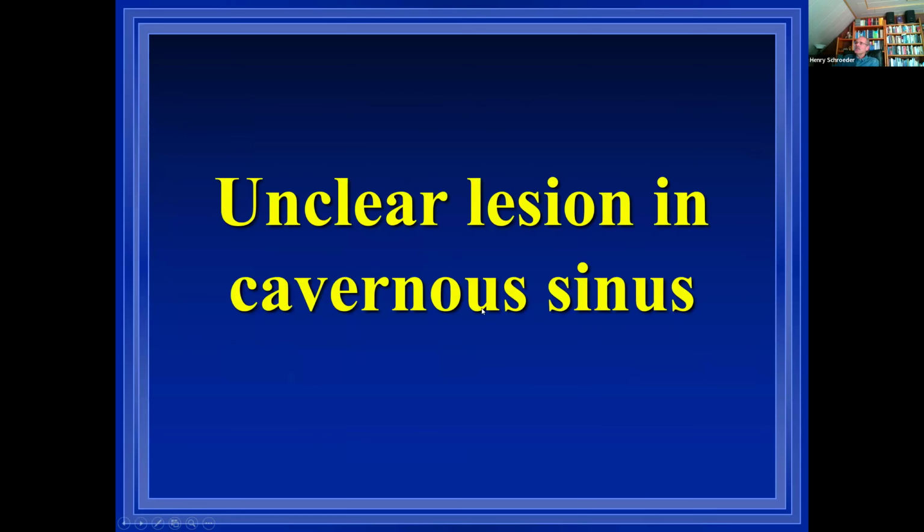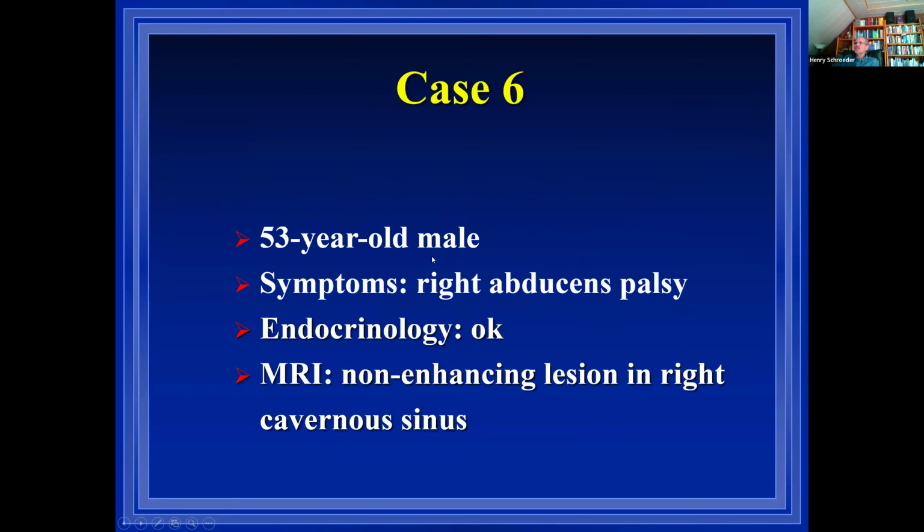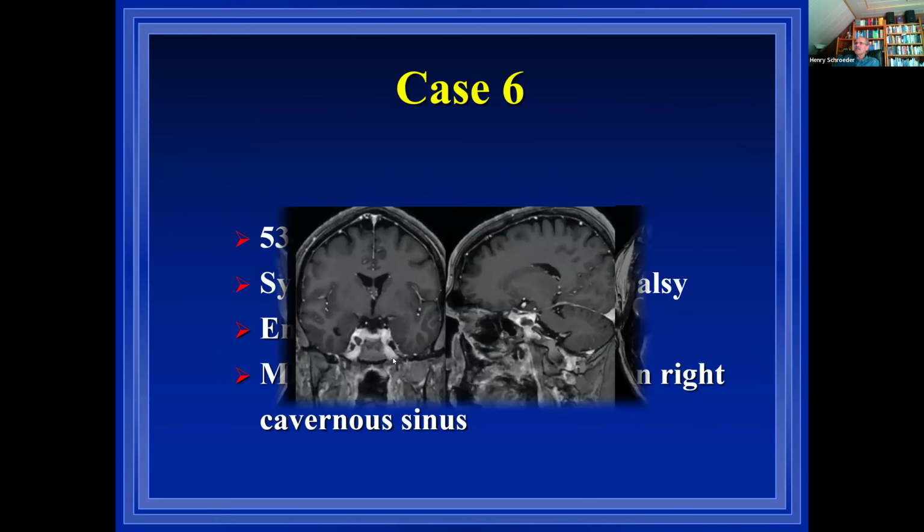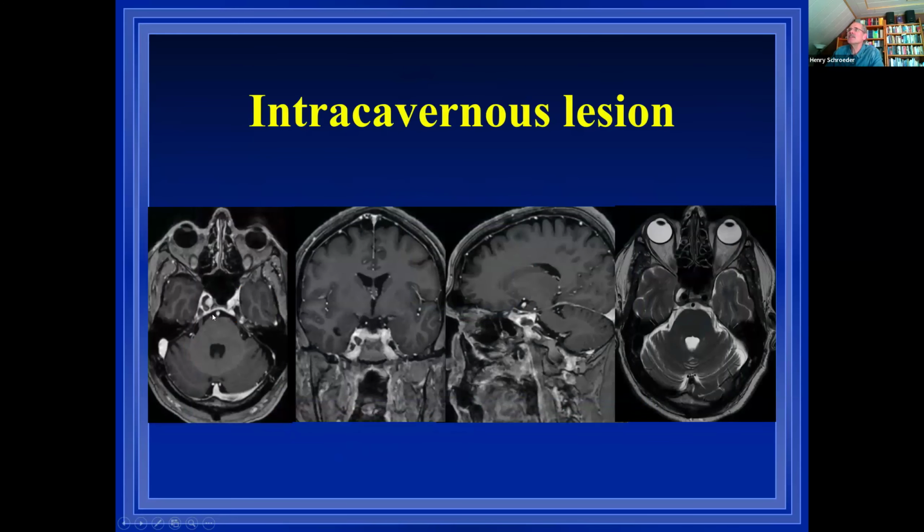So then this was also an interesting case presenting with an abducens palsy. 53-year-old male, right abducens palsy, endocrinologically intact. And then he has a nice, interesting lesion here, what you see in the cavernous sinus. So there is no filling of the venous channels. There is some non-enhancing lesion presenting here, and also here.